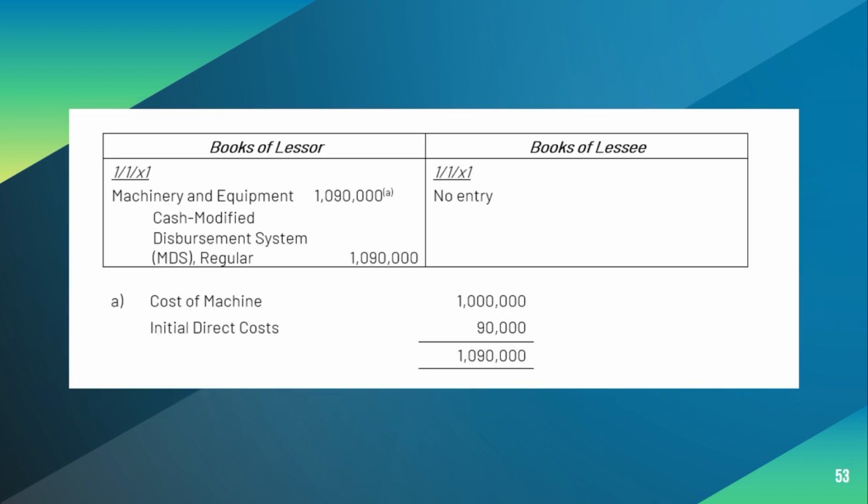Initial recognition, the lessor will record the transaction by debiting machinery and equipment amounting to 1,090,000. It's computed by adding initial direct cost to cost of machine. 1 million plus 90,000 is equal to 1,090,000. The credit to cash of 1,090,000. And in the books of the lessee, there will be no entry because this is an operating lease.